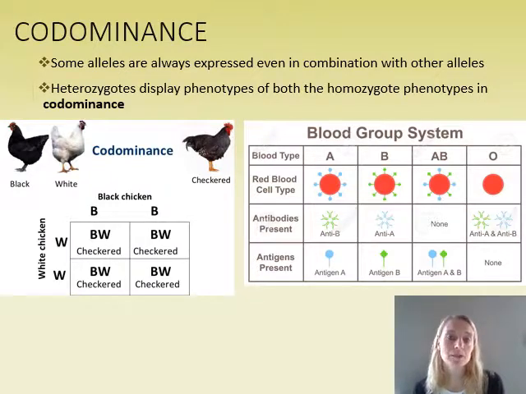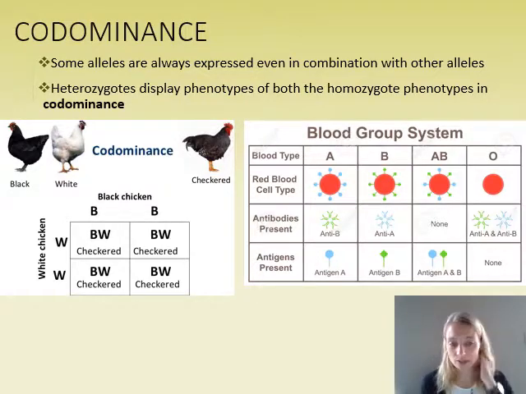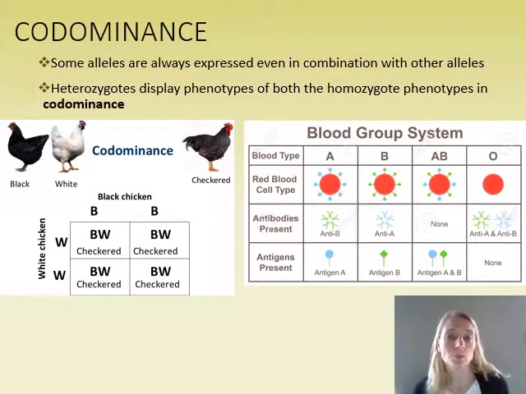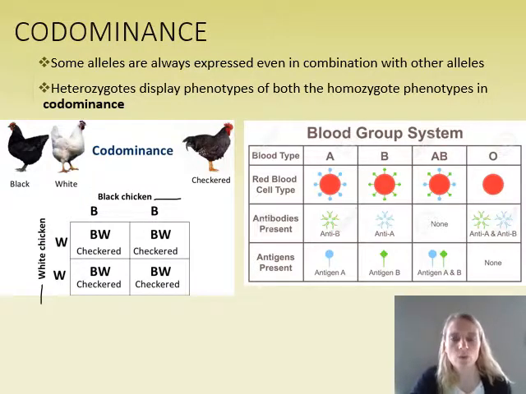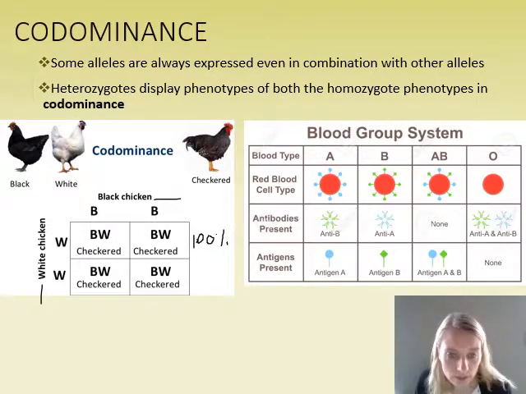All right, another complex inheritance pattern is codominance, where you don't have one dominant and one recessive. Here I found one of just straight codominance with chicken feather color. So you might have black and white, and when they are found in your genotype, both will be expressed. So if you have a homozygous black chicken mated with a homozygous white chicken, you're going to get 100% heterozygous. And because there is no dominance or recessiveness, they're going to have both black feathers and white feathers. This phenotype they're calling checkered because they have a little bit of both.